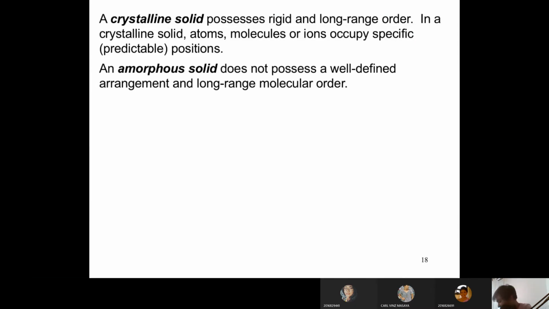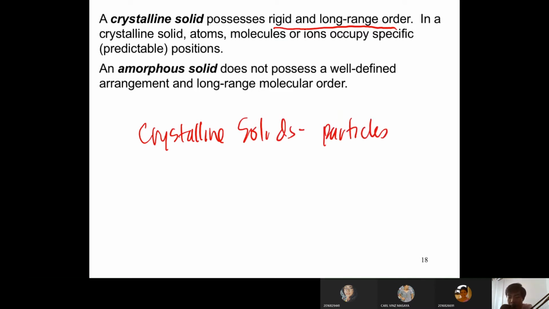So, may dalawang uri tayo ng solids, na. So, we have crystalline solids and we have amorphous solids, no? So, what's the difference between the two, no? So, crystalline solids are solids with long-range order, specific positions, rigid and long-range order. So, yun pa lang yung keyword, no? So, ang idea natin with crystalline solids is that yung particles niya ay arranged, no? Crystalline solids, particles are arranged properly, no?